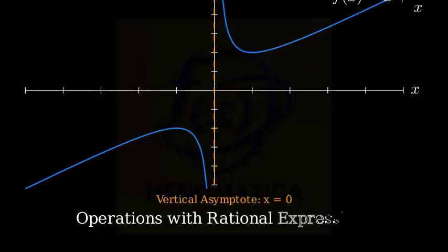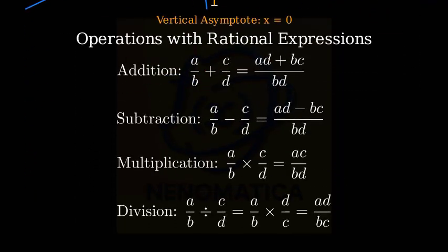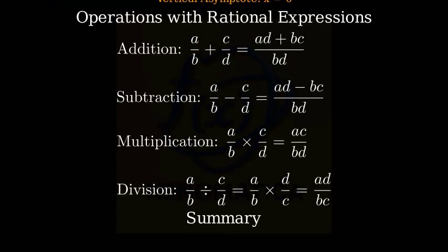Rational expressions can be combined using algebraic operations like addition, subtraction, multiplication, and division. When performing these operations, you need to follow the rules for fractions, find common denominators for addition and subtraction, and multiply or divide numerators and denominators appropriately. In summary, a rational expression is an algebraic expression that contains a variable in the denominator.